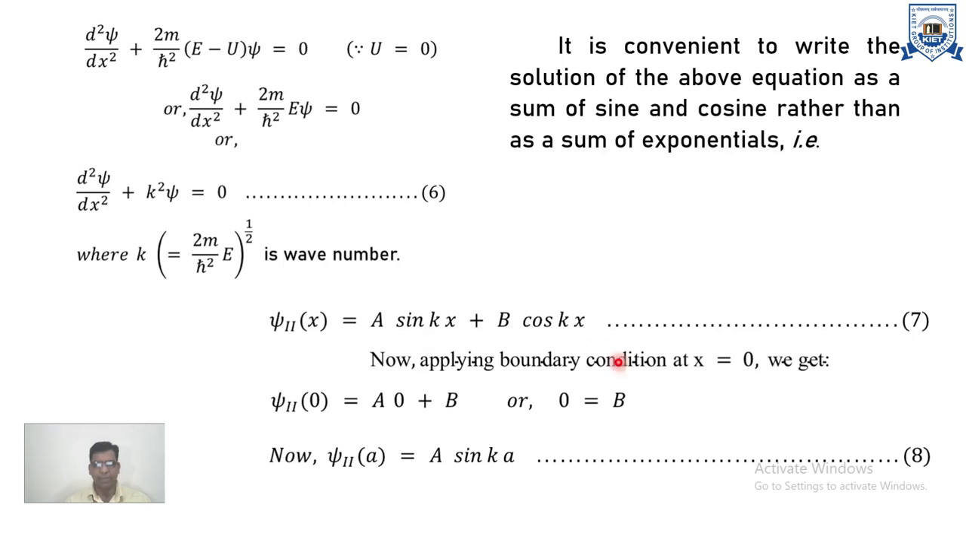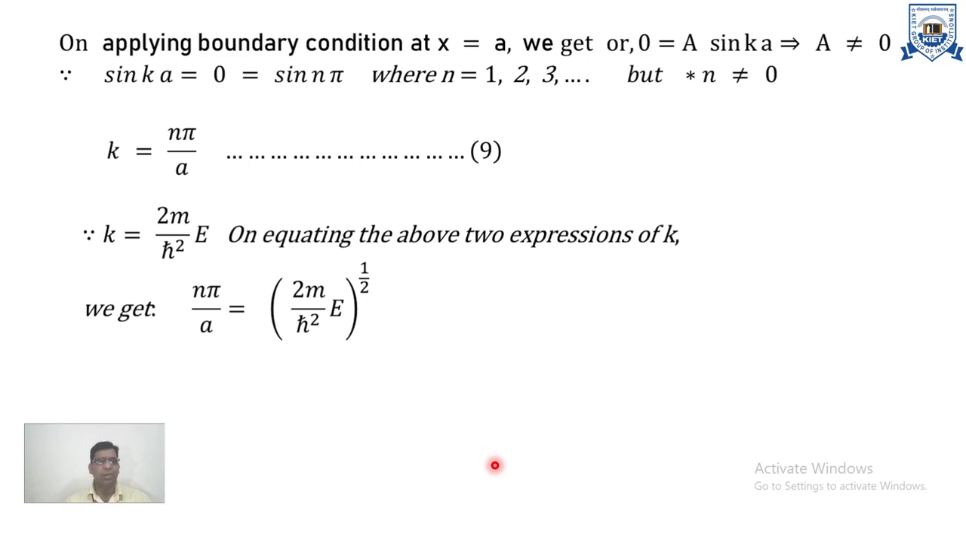Because we have two boundary conditions, x is equal to 0 and x is equal to a. At x equal to 0, psi is A sin 0 plus B, so B will be 0. Now in the second region the equation becomes psi equals A sin kx. Now applying the boundary condition at x equal to a, A is not equal to 0, so sin ka is equal to 0. We can represent this as sin n pi, where n will be 1, 2, 3 and so on. But n is not equal to 0, because if n is 0, the wave function will be 0.